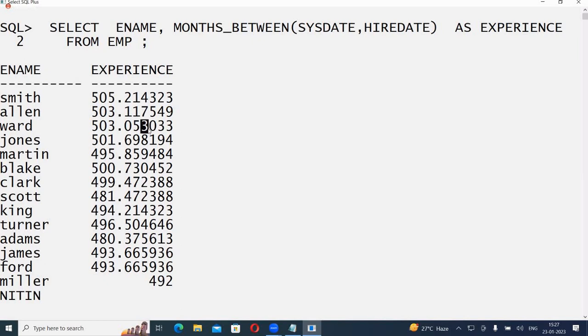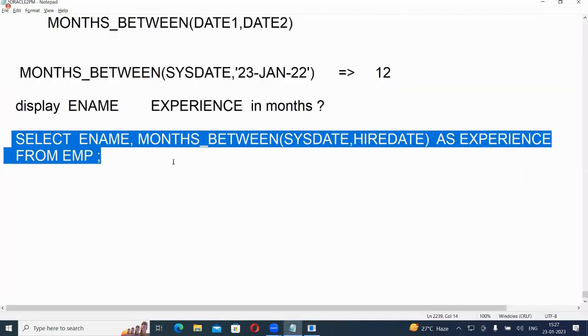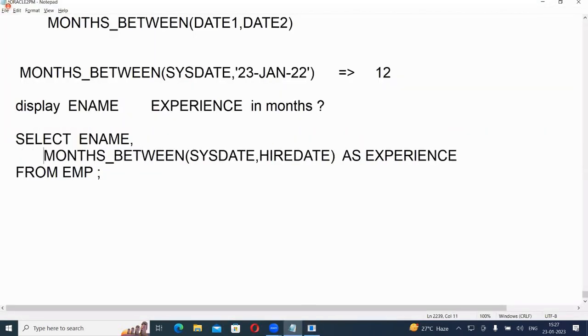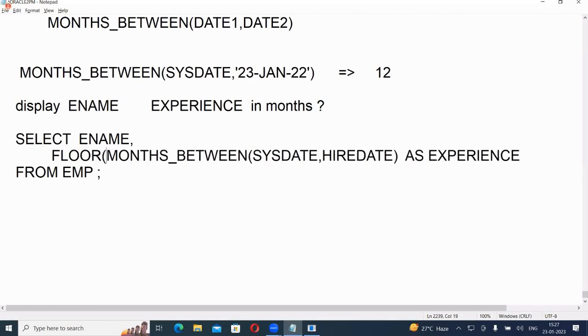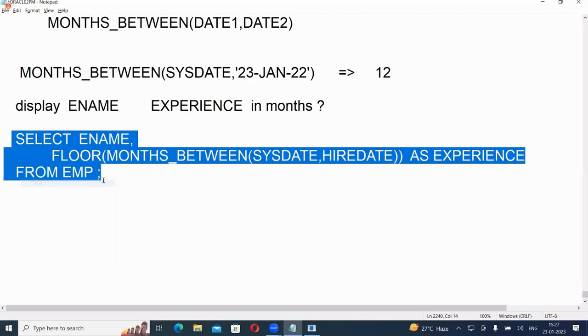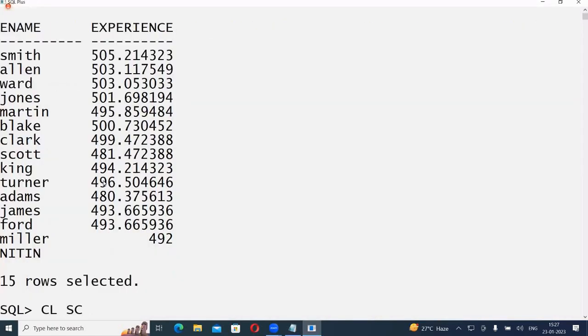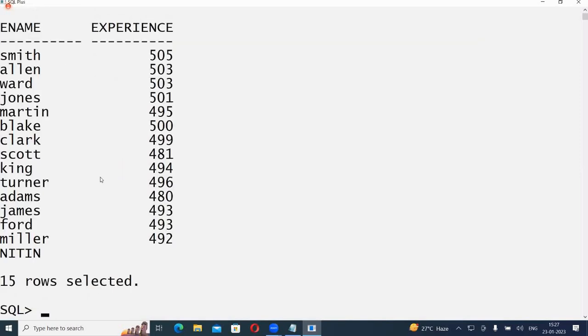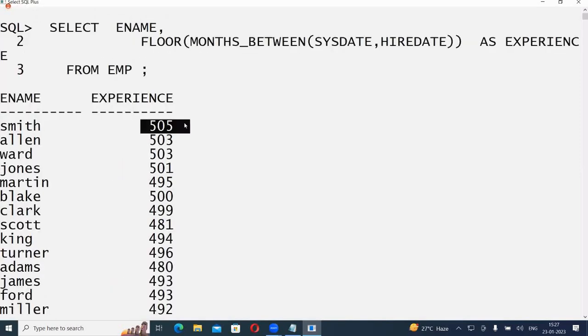Then apply the floor function. I don't want to show the decimal part. I want to round this value to the integer. Apply the floor function, then let me execute this query. Now it shows each and every employee's experience. So this employee is working since 505 months.